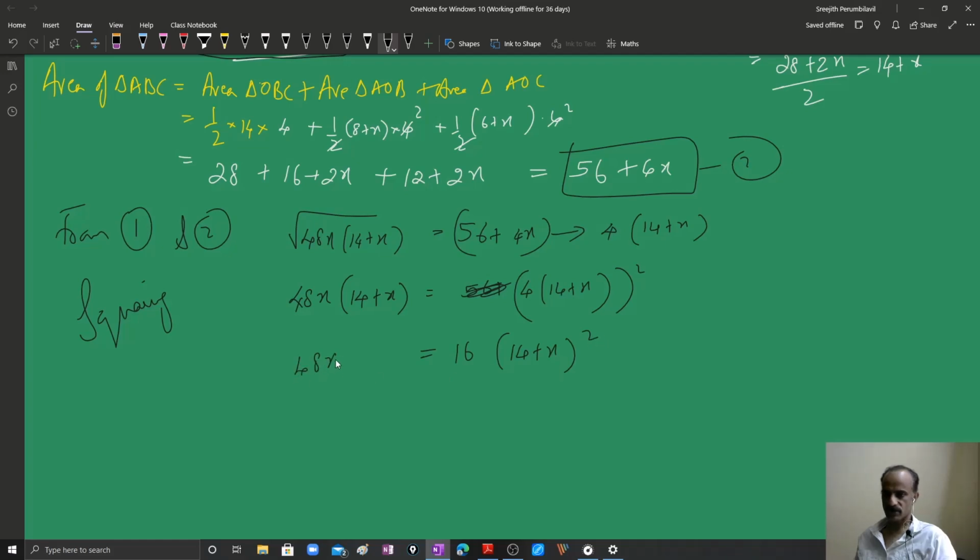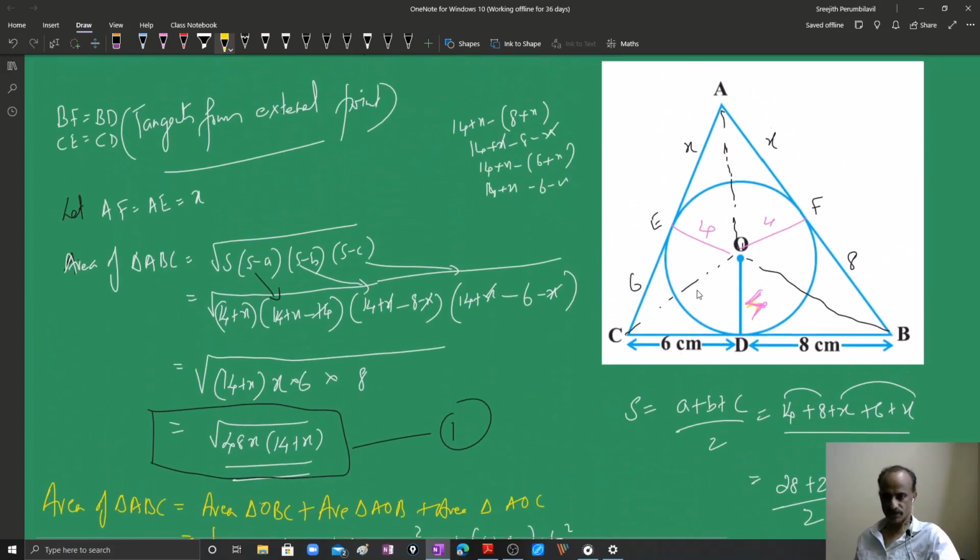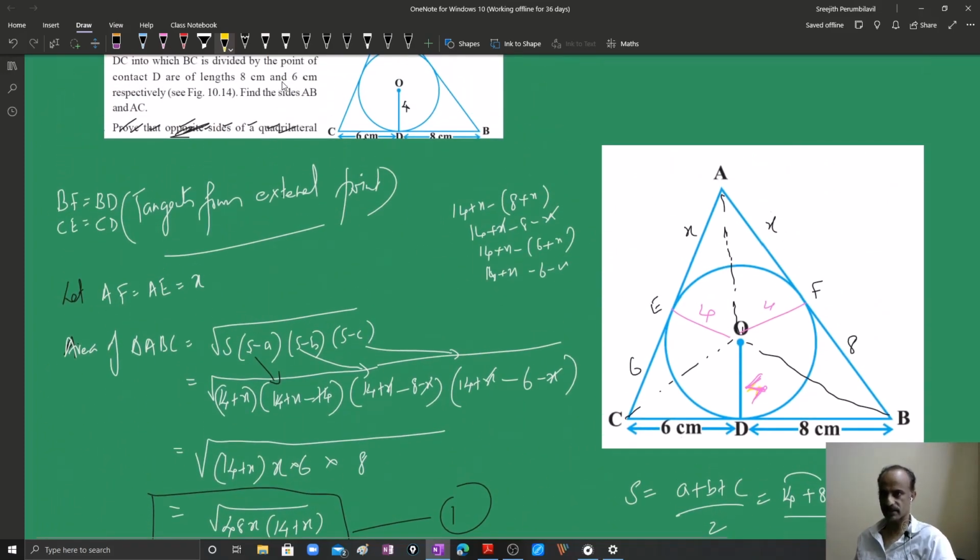Here it is 48x into 14 plus x. So we can go for some cancellation. 16 will go 3 times, and one 14 plus x and one 14 plus x cancel. So what remains is 3x equal to 14 plus x, or 3x minus x is equal to 14. 2x is equal to 14, x is equal to 7. So x is obtained as 7.